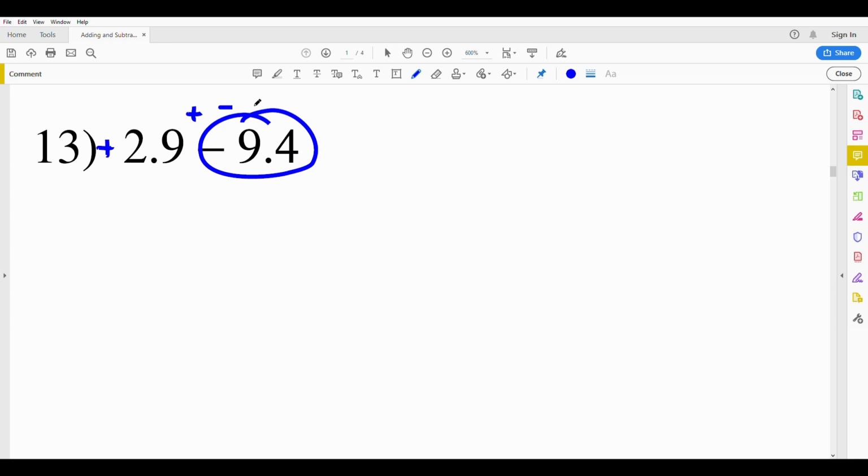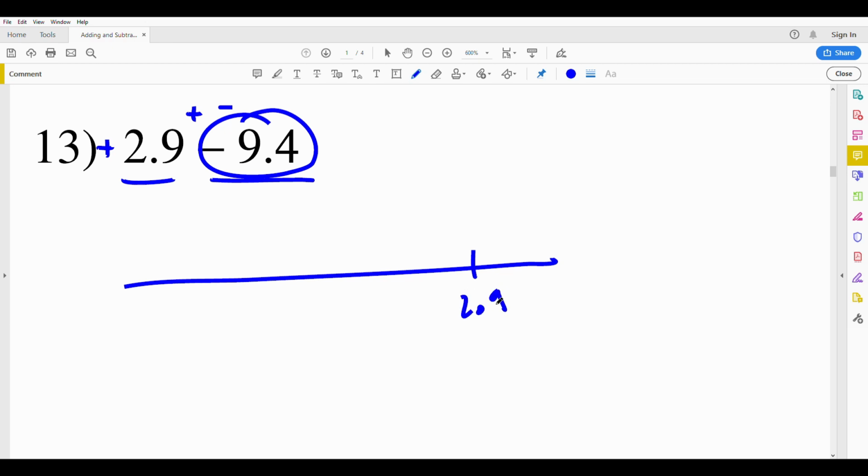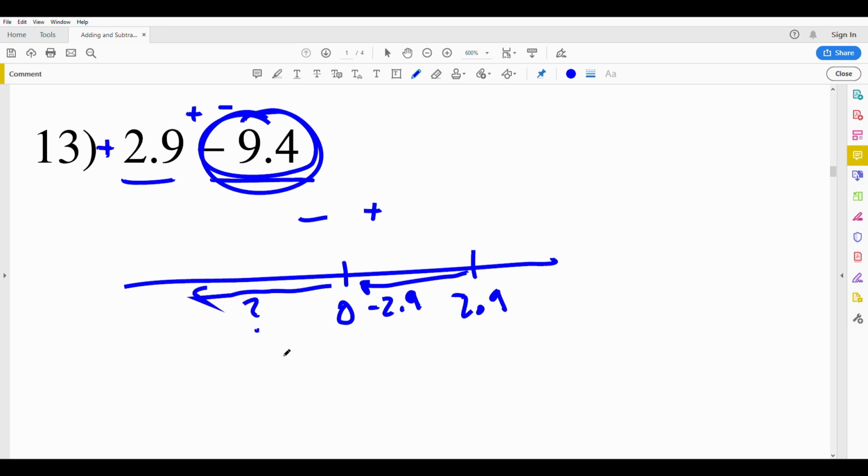And basically by doing that, in my head I'm saying, okay, from 2.9, if I'm subtracting 9.4, I'm starting at 2.9 on my number line. In order to get to 0, which is where I switch from positive to negative values, I need to move 2.9 over. But moving 2.9 to the left isn't moving that full 9.4 to the left. I still need to move some other number further.